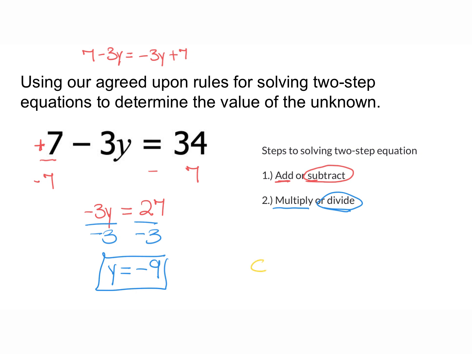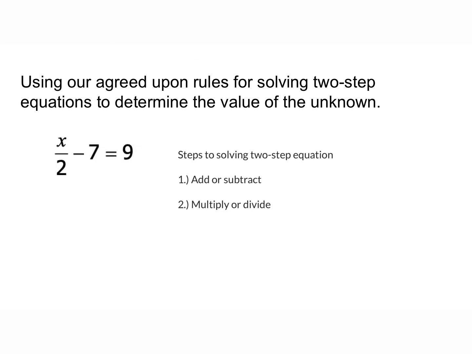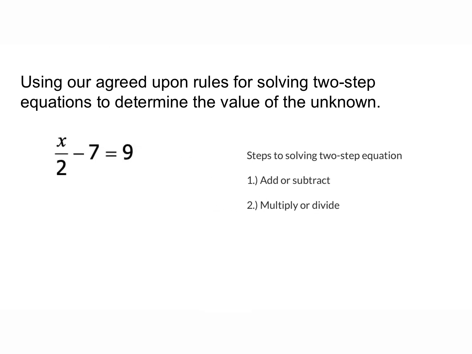So when we check this, we have 7 minus 3 times negative 9. 3 times negative 9 is negative 27. Double negative here is a positive. 7 plus 27 is 34. So we did this right.